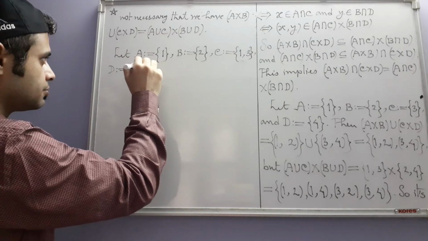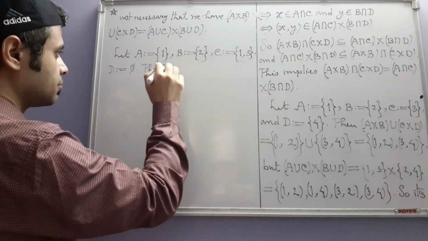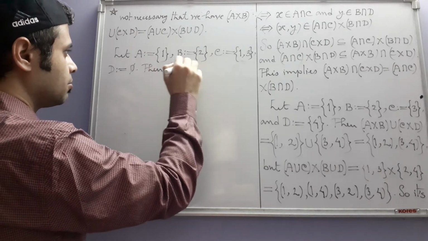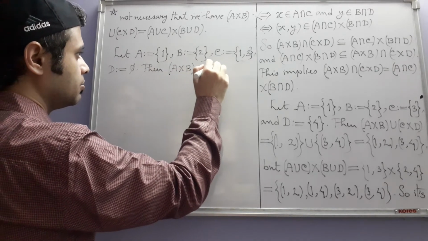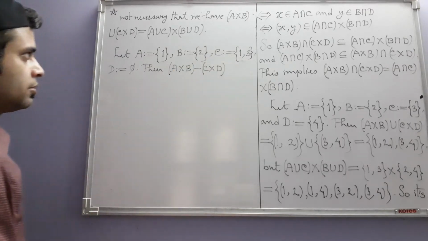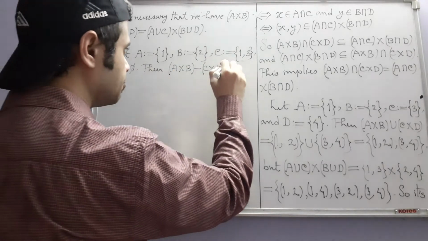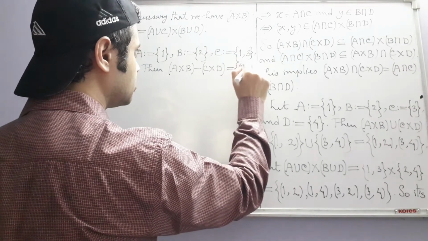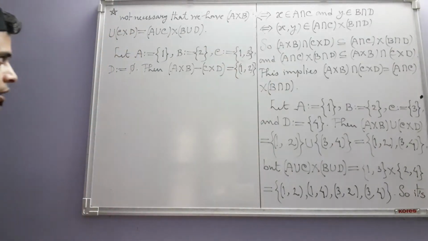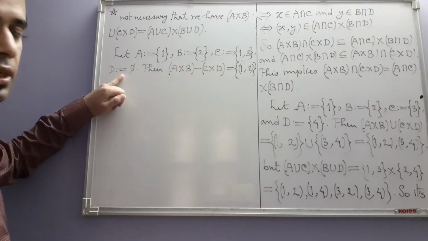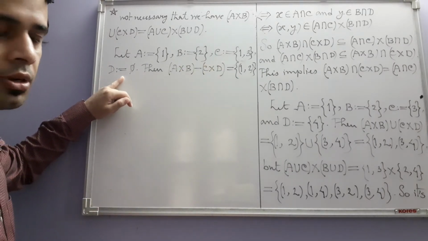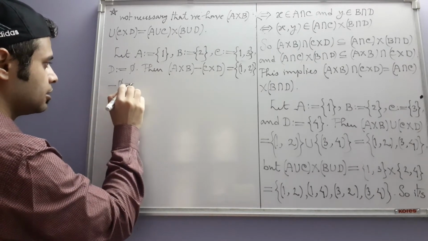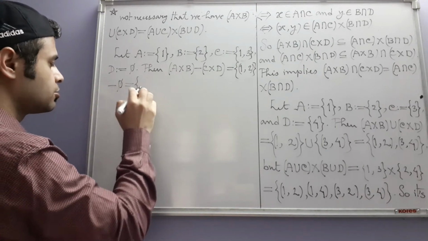Then A cross B minus C cross D. Okay, so A cross B is just like before, 1, 2. But what about C cross D? Since D is empty, C cross D is also empty, so minus the empty set, it is A cross B itself.